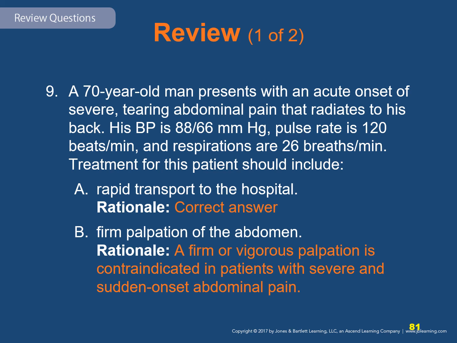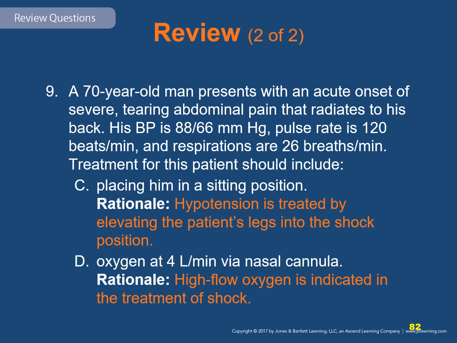B, firm palpation of the abdomen. Firm or vigorous palpation is contraindicated in patients with severe or sudden onset abdominal pain, so that one's incorrect. C, placing him in a sitting position. Hypotension is treated by elevating the patient's legs into the shock position. That is not called for in this particular case.